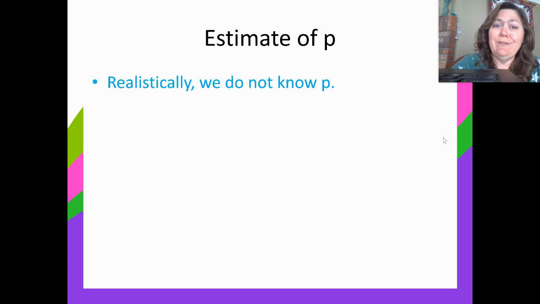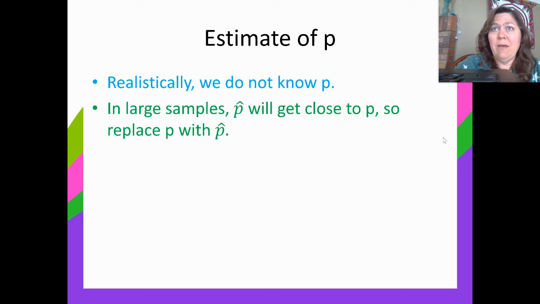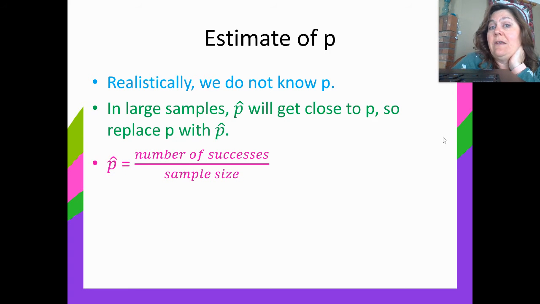Just like with means, realistically, we don't know the population parameter. So we take large samples, and that p hat is going to be really close to p. When we were in class, we did a little applet and we saw how the more samples we took and the larger n got, the more we were getting p. We averaged all of our samples out and we got p, the parameter. So we're going to replace p with our p hat, since it's a good estimator. It's an unbiased estimator.